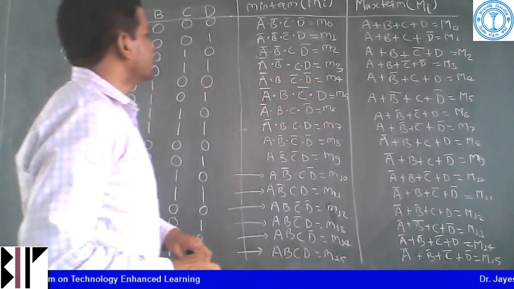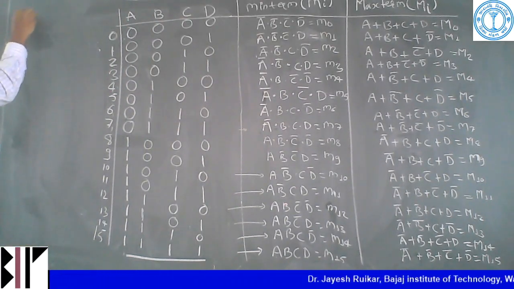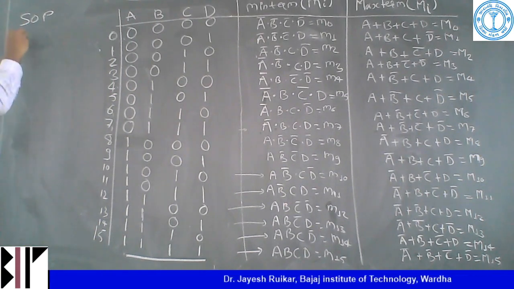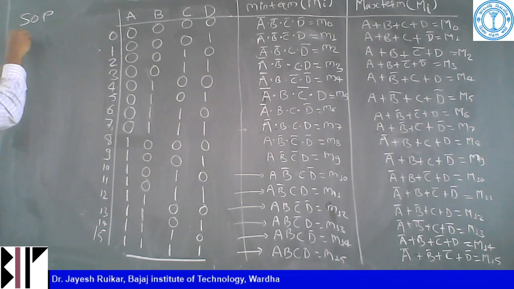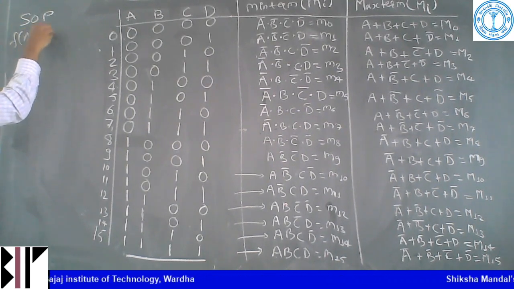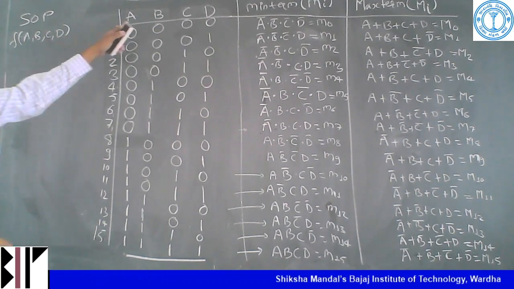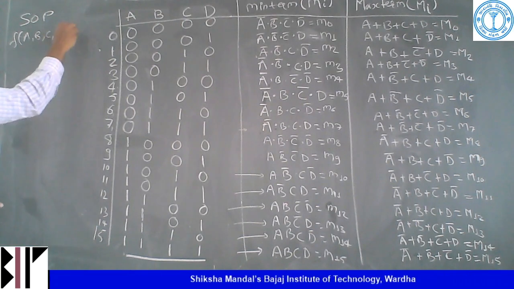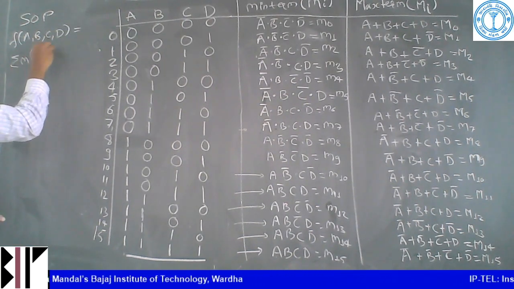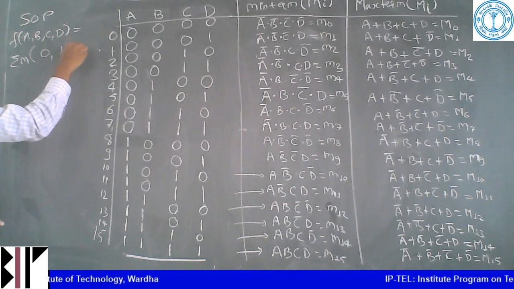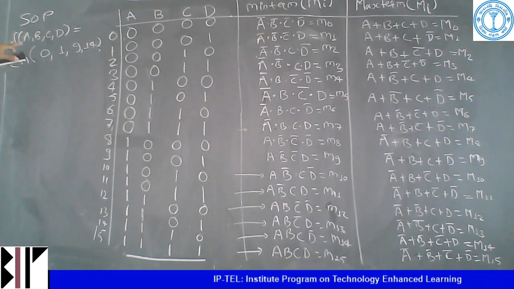In one of the examples, if it has been asked that in SOP form, that is sum of product form, Y has been given as a function of A B C, D. Remember this variable sequence should be in the form A B C D so that it can be matched. And this can be function of summation m in 0, 1, 9 and 14. So four terms have been given, 0, 1, 9, 14 in SOP form.